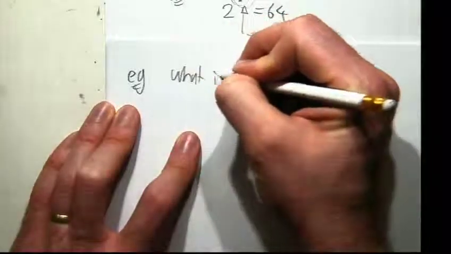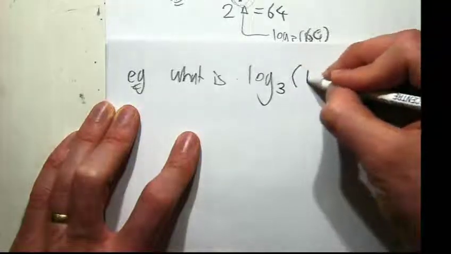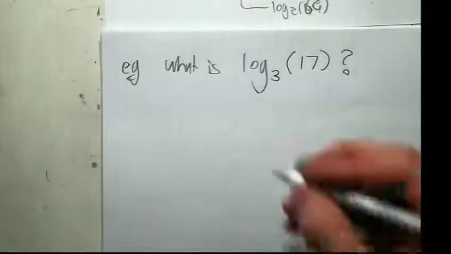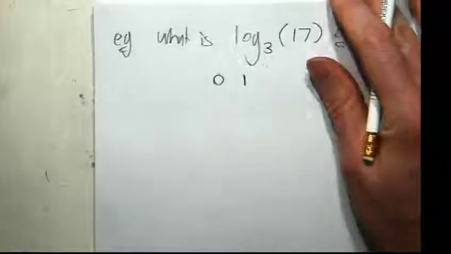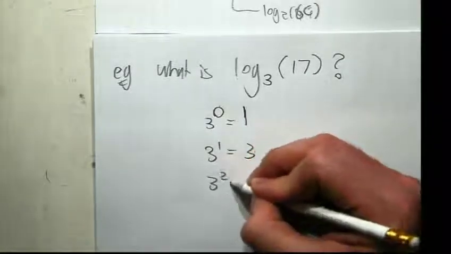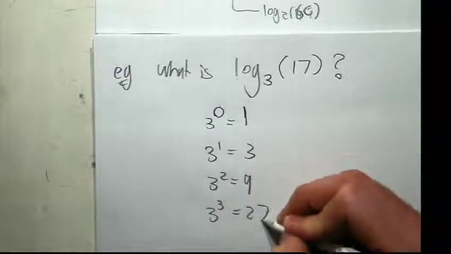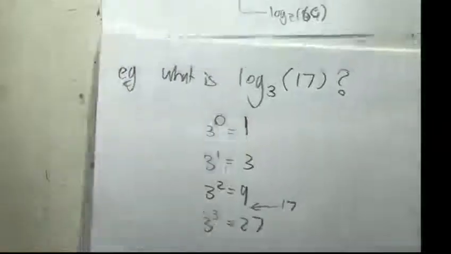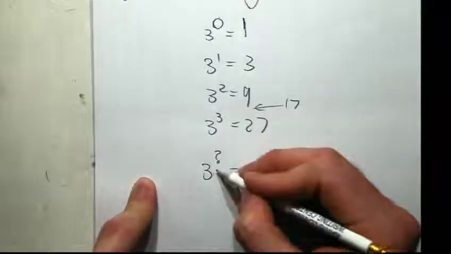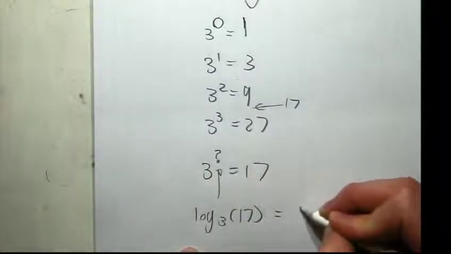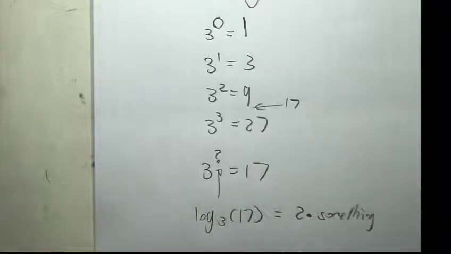Okay, so I could ask myself, what is log 3 of 17? Okay, I could ask that question. So let's try it. So we started at 1, and 1 is 3 to the 0, and 3 to the 0 is 1, 3 to the 1 is 3, 3 squared is 9, because I just keep timesing by 3, 3 cubed is 27. Okay, so 17 is in here somewhere. So that means that log 3 of 17 is whatever number goes here, right? I'm interested in answering the question of 3 to the what is 17. So this number here must be somewhere between 2 and 3. Don't know what it is, but that's what it is. So that's telling me that that number is log 3 of 17, which is 2 point something. I don't know what it is, okay?